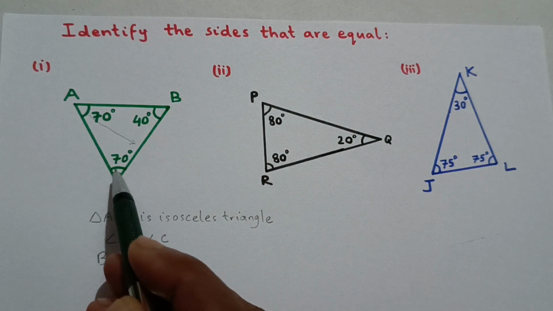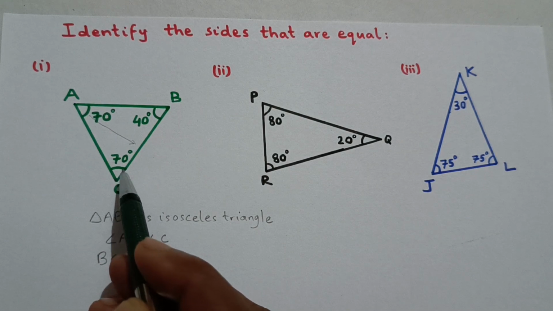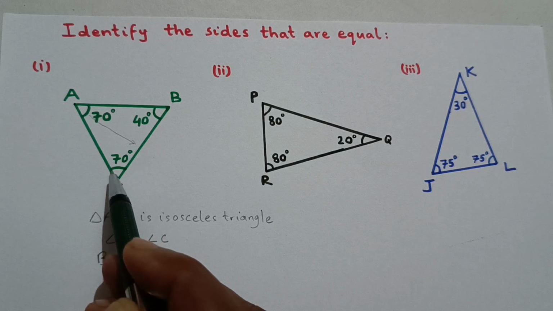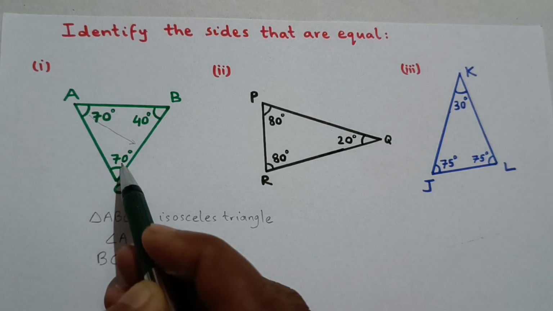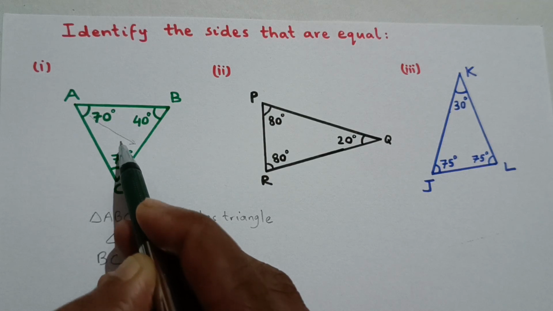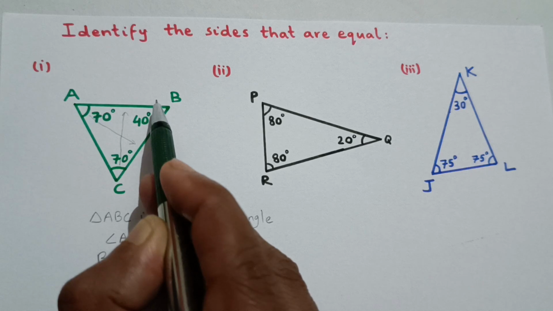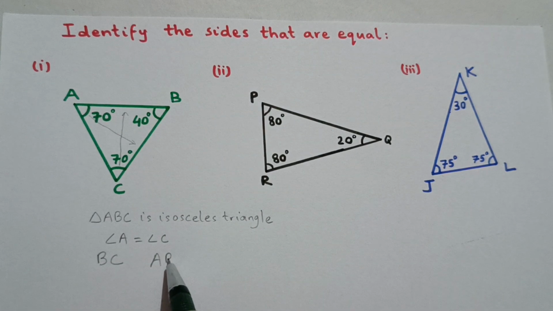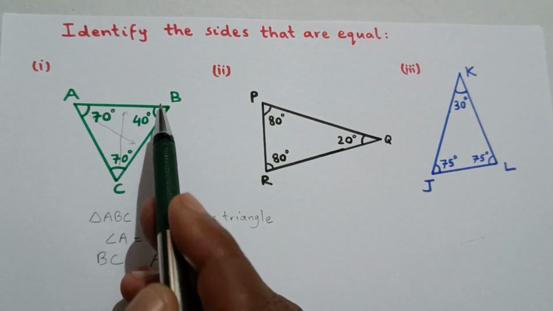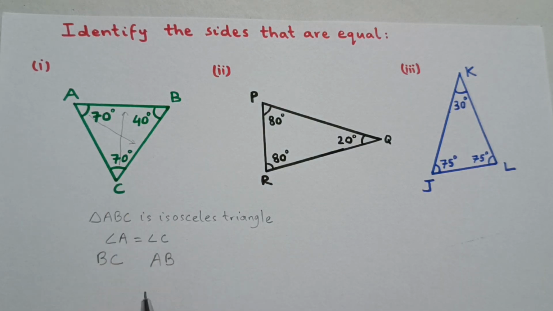Now look at angle C. So angle C is this angle. Now which side is opposite to angle C? So the side opposite to angle C is this side, which is side AB. So side AB is opposite to angle C. So therefore side BC and side AB, they are equal to each other. So in this triangle, the two sides that are equal to each other are BC and AB.